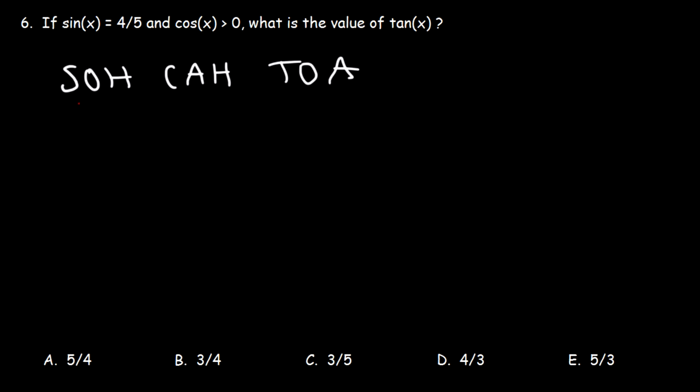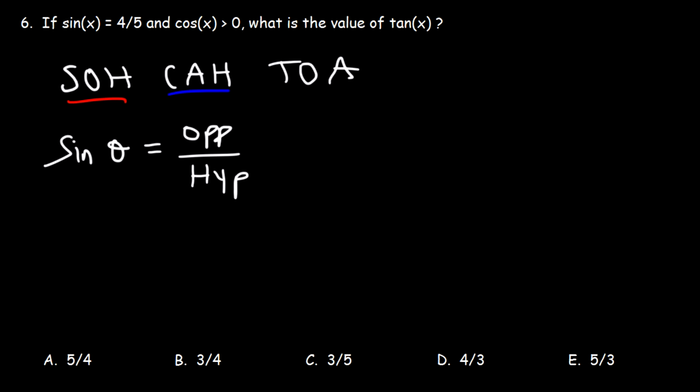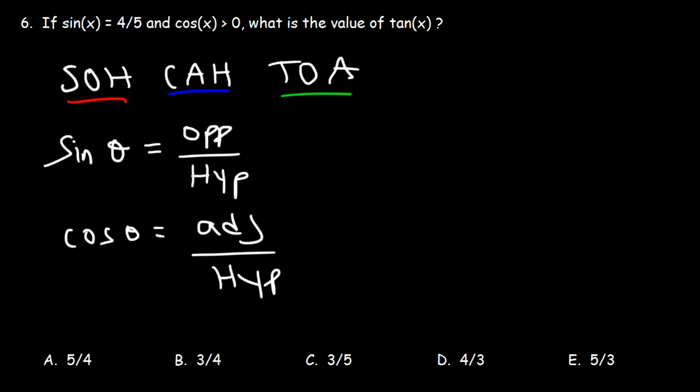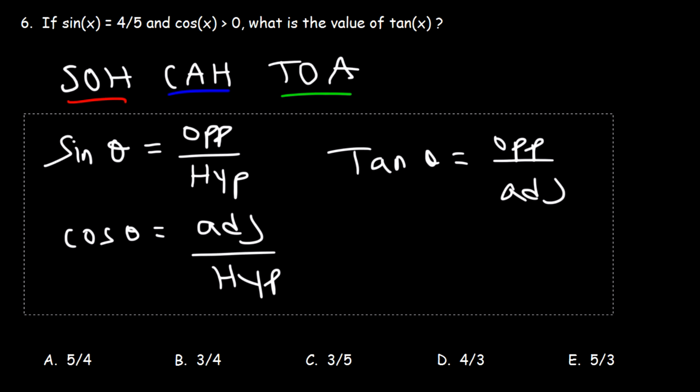Focusing on the first part, this tells us that sine theta, or sine x, is equal to the opposite side divided by the hypotenuse. Cosine theta is equal to the adjacent side divided by the hypotenuse. And the last part, TOA, tells us that tangent theta is equal to the opposite side divided by the adjacent side. So keep these three formulas in mind.